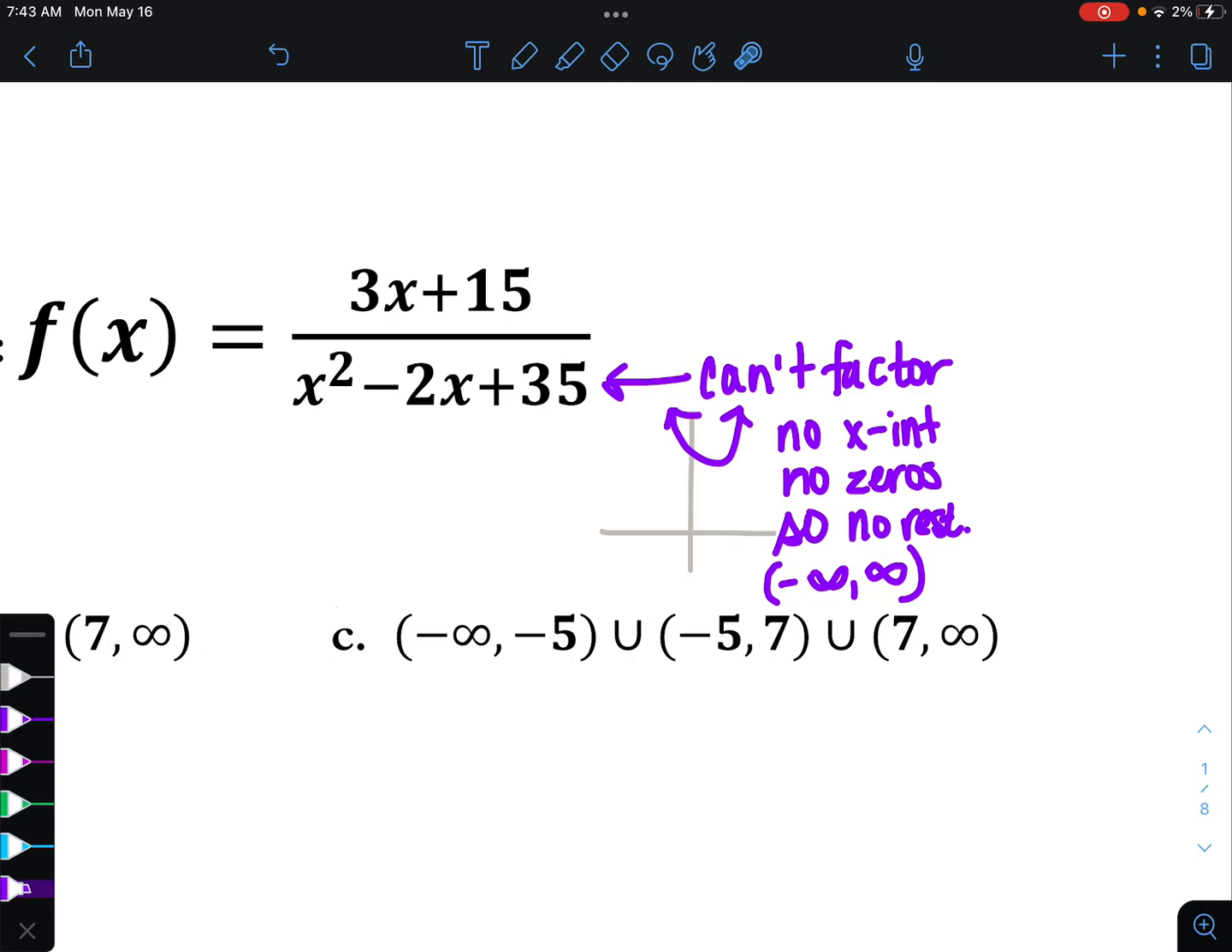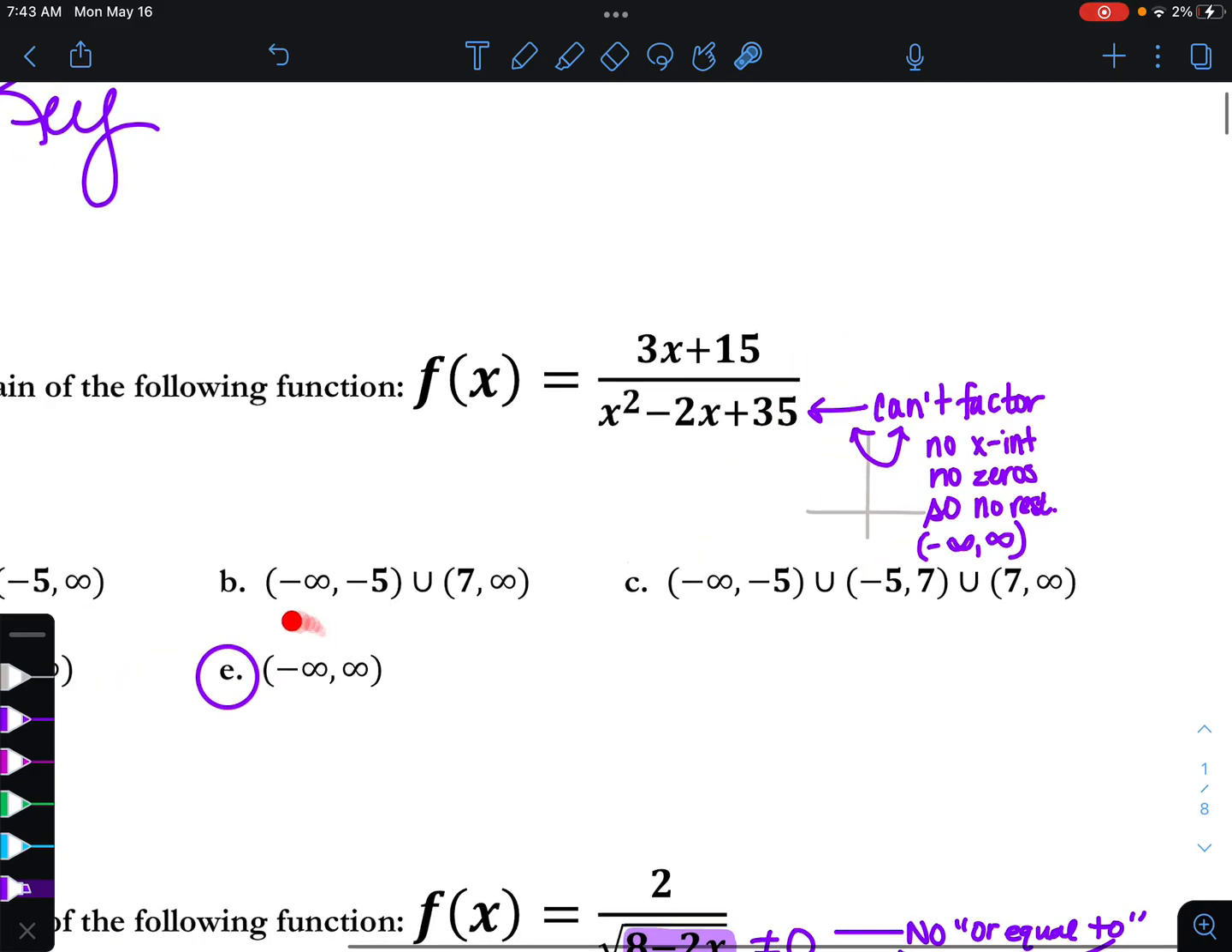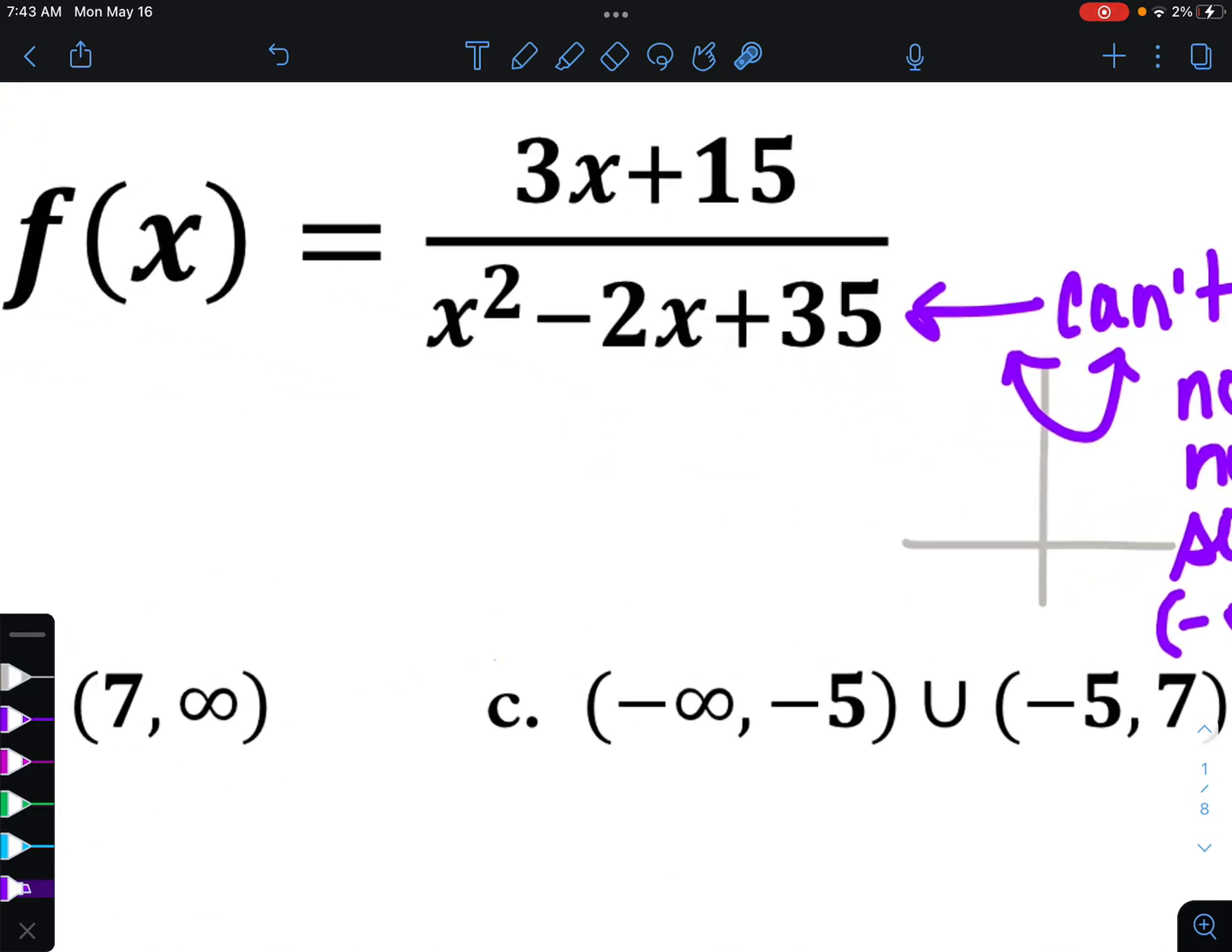Okay, so this one was definitely a special case because there's no restriction, so our domain is from negative infinity to positive infinity. But remember, usually what happens is this denominator can be factored, and whatever this quadratic would equal 0 would be your restrictions on the domain.